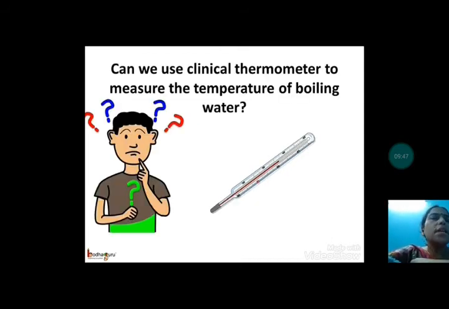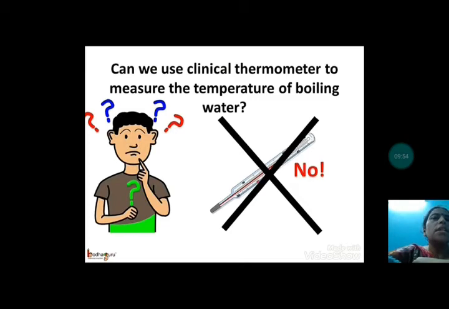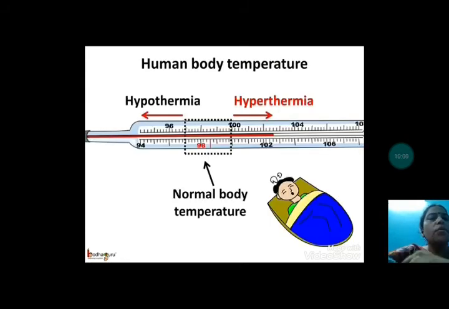Now, can we use a clinical thermometer to measure the temperature of boiling water? No, we cannot use the clinical thermometer to measure the temperature of boiling water. To measure the temperature of boiling water, another thing is used. A clinical thermometer is used to measure human body temperature. Now here you see that the normal human body temperature is 98.6 degrees Fahrenheit.